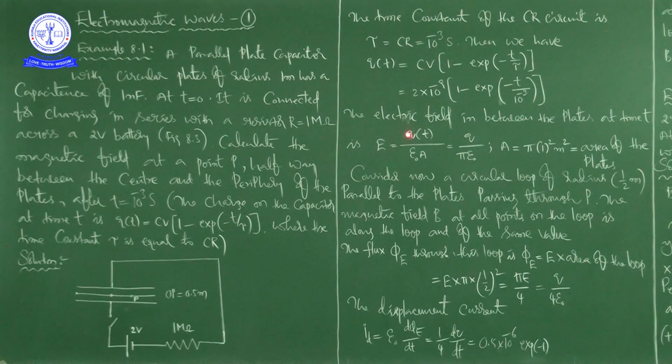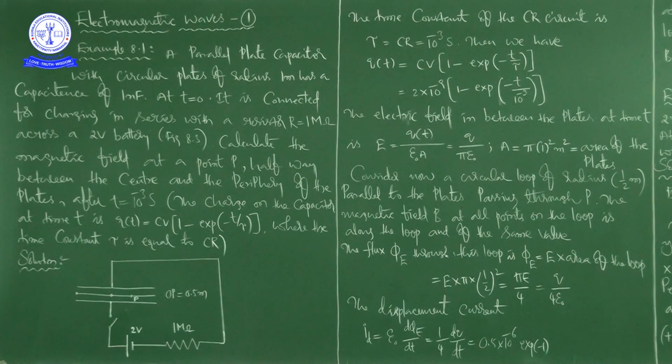Now the electric field in between the plates at time small t. The electric field in between the plates at time small t is capital E is equal to q of t by epsilon naught into A. That is equal to q by pi epsilon naught.